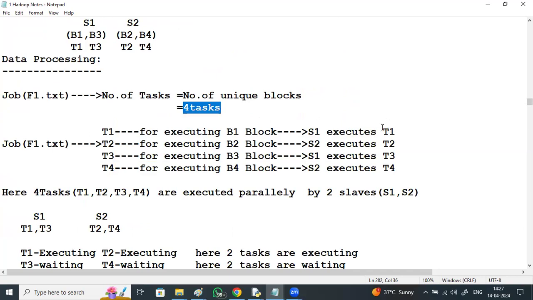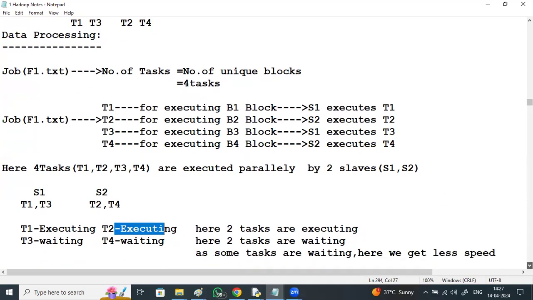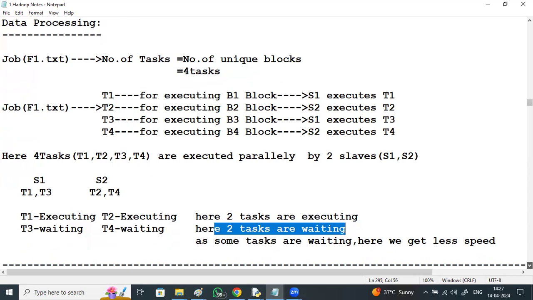Who should execute T1? S1. Who should execute T2? S2. T3 again S1, T4 again S2, because only two systems are there for executing all four tasks. S1 should execute two tasks and S2 should execute two tasks. But here in S1, T1 is executing and in S2, T2 is executing, while T3 and T4 will be in the waiting state, right? So some tasks will be waiting, and here we will get lesser speed.